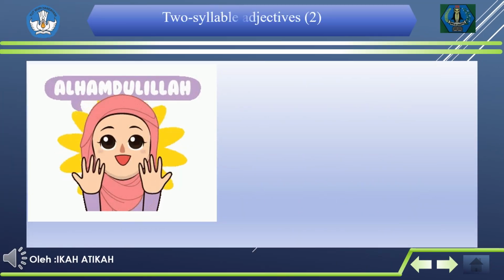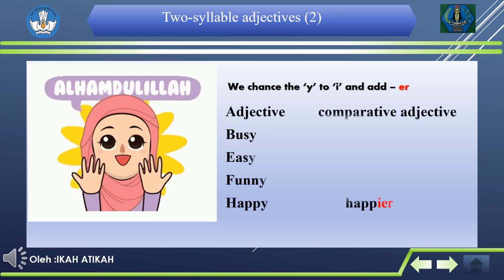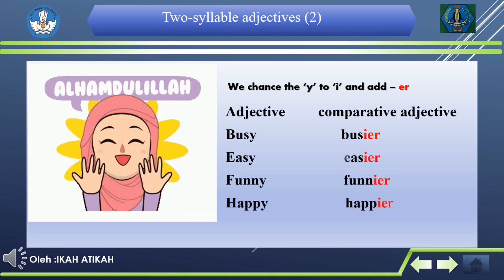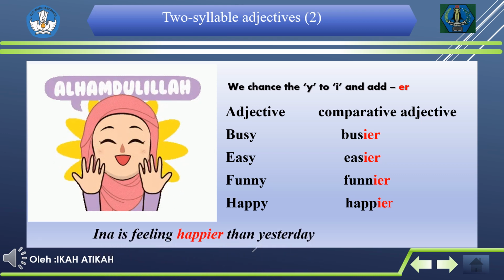Two-syllable adjectives ending in Y. We change the Y to I and add ER. Busy becomes busier. Easy becomes easier. Funny becomes funnier. Happy becomes happier. Example, Ina is feeling happier than yesterday.